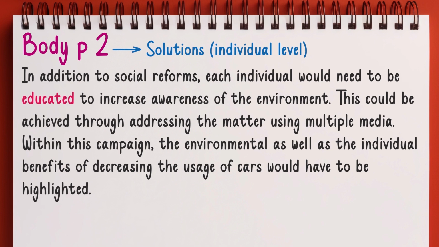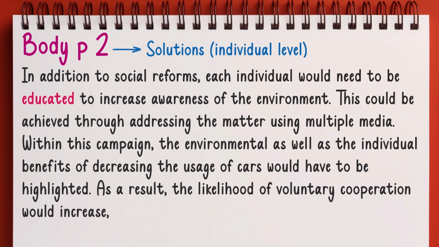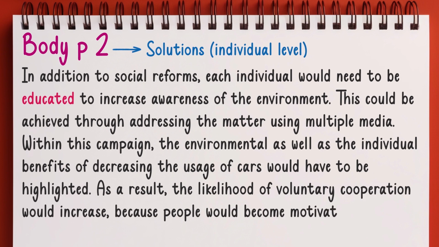Now, what happens? Now, we should talk about the result of this. As a result, the likelihood of voluntary cooperation would increase. Why? Because people would become motivated to reduce their reliance on cars. So when this happens, individuals will voluntarily cooperate to decrease the number of cars. Why? Because they're motivated to reduce their reliance on cars. That is one way to decrease the number of cars on the roads from the individual aspect.